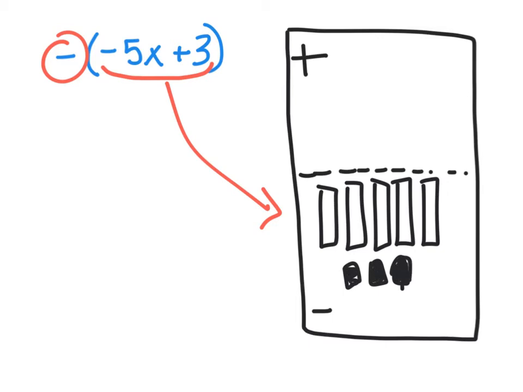Now if I want to simplify this, I have to think, what are the values of these tiles actually? So I've got the opposite of negative 5x.